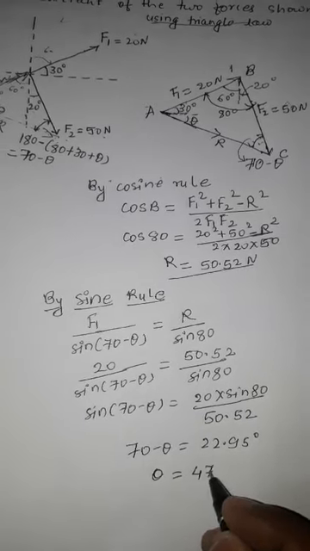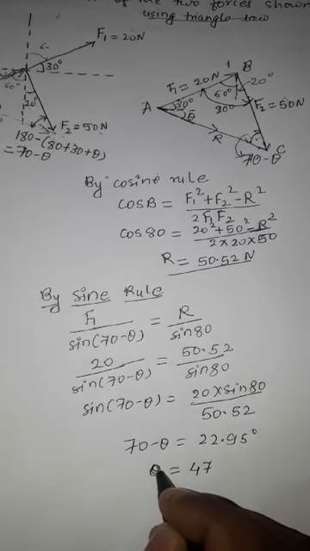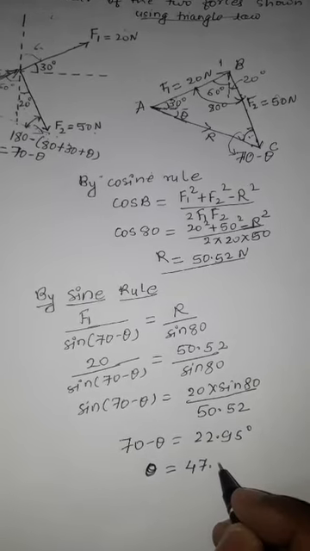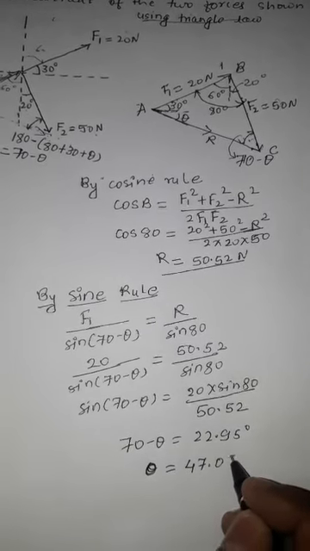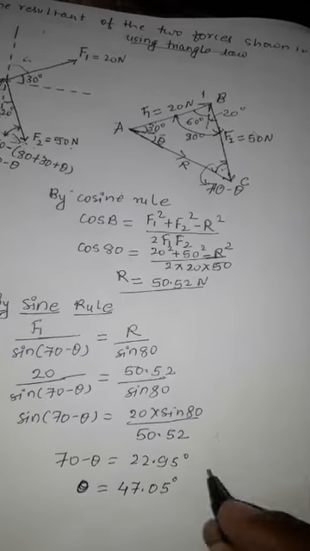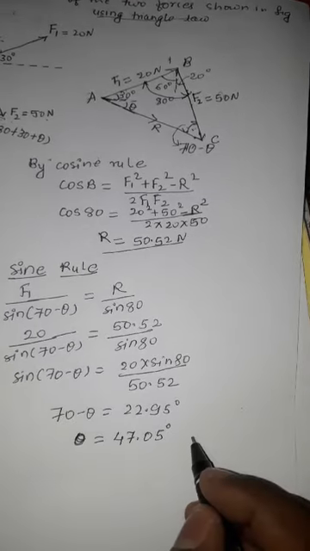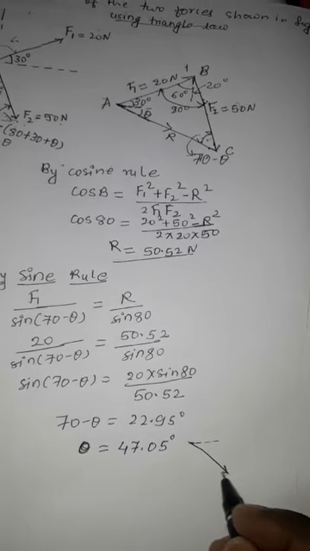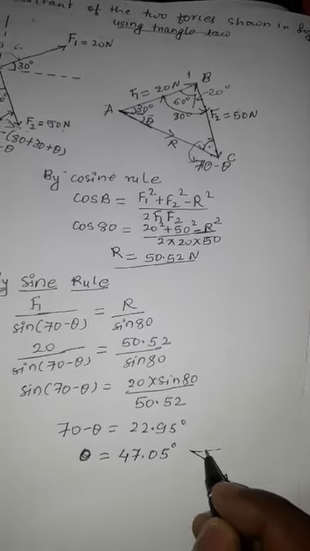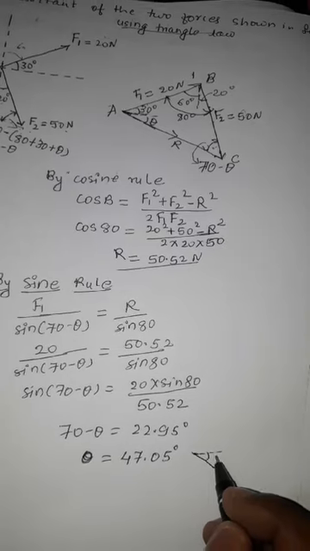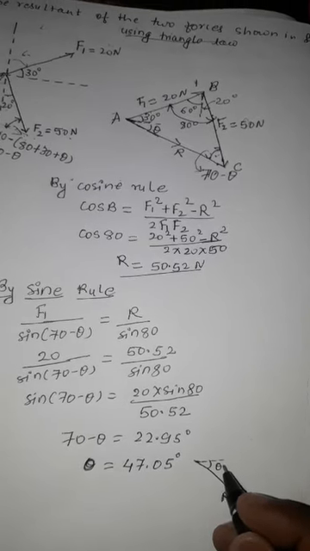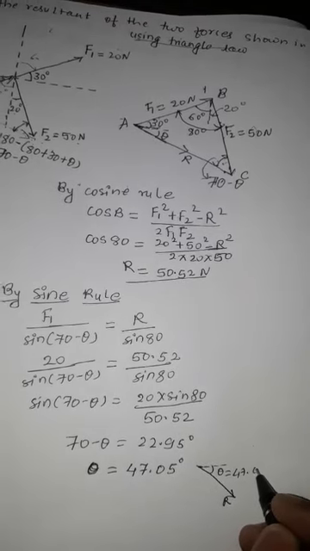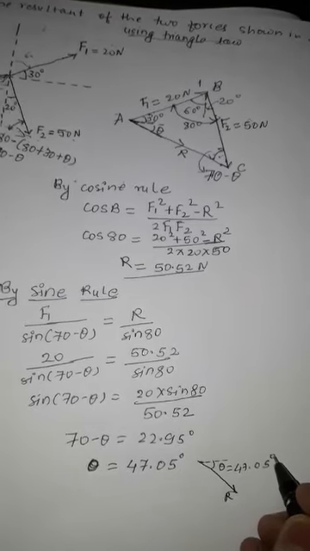So I will get this theta value as 47.05, and this angle of the resultant is like this, means this angle is with respect to horizontal. This is the resultant, this was your theta, so that theta with respect to horizontal will become 47.05 degree.